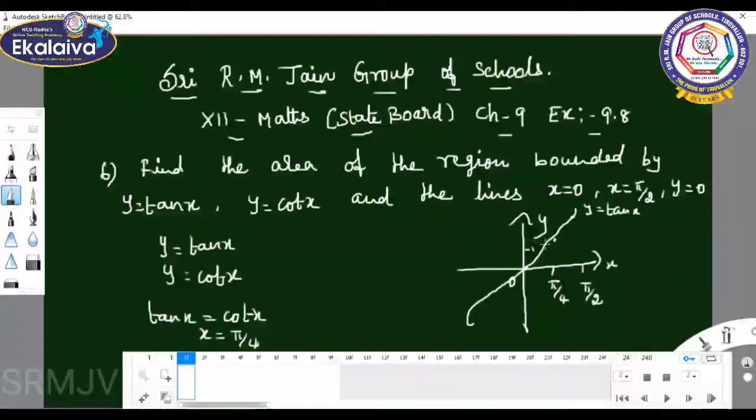In the same way, cot pi by 2 value is 0, cot pi by 4 value is 1, and cot 0 is infinity. So the curve is like this. This is y equal to cot x. Both curves meet at pi by 4. Here tan pi by 2 is infinity, and here cot 0 is infinity.